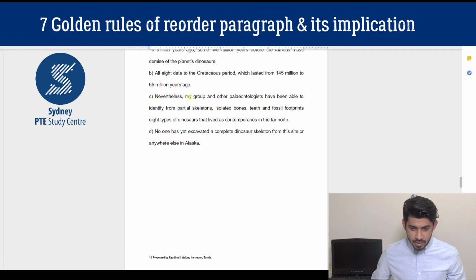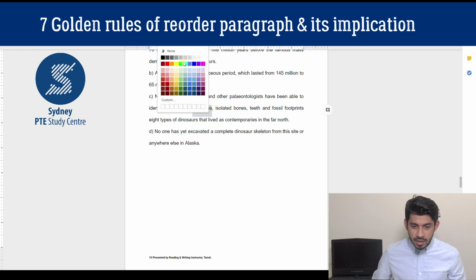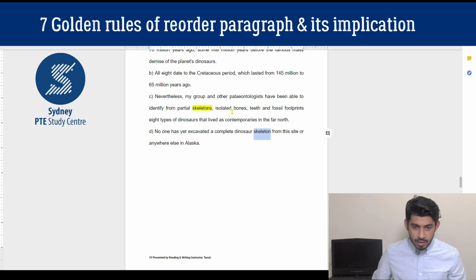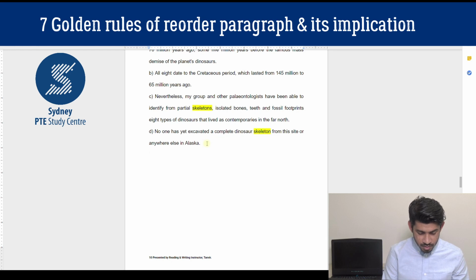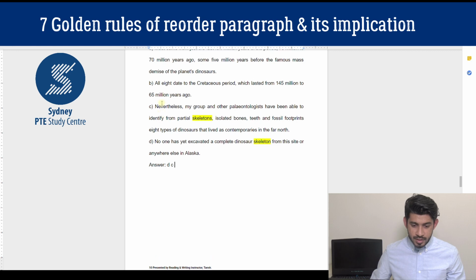C says nevertheless, so it cannot be your first sentence, it starts with a discourse marker. Number D says no one has yet excavated a complete dinosaur skeleton. Now I've got another word clue here, look. I have got skeleton here and skeleton here, right? So both the sentences have the word skeleton. Now, as one sentence starts with nevertheless, obviously that's not the first sentence of the pair, right? So my first pair is D and C, because of the word clue skeleton, and C starts with a discourse marker. So that's my second sentence.